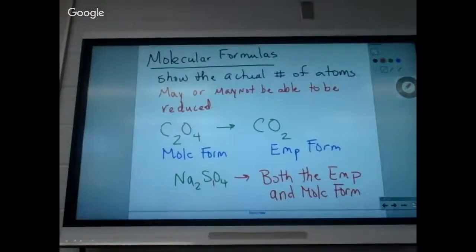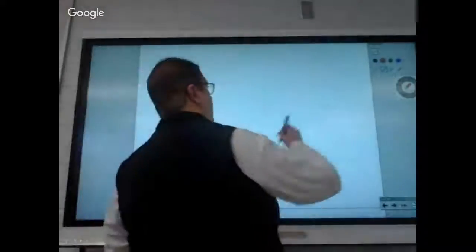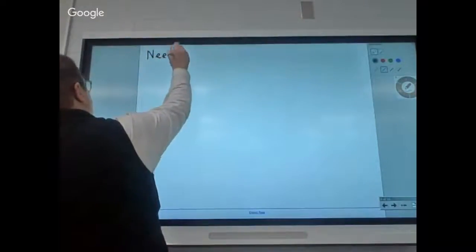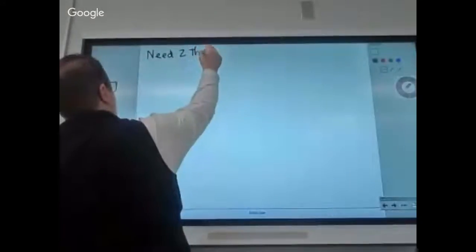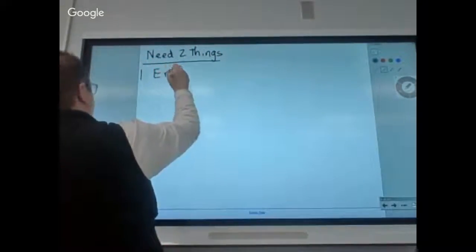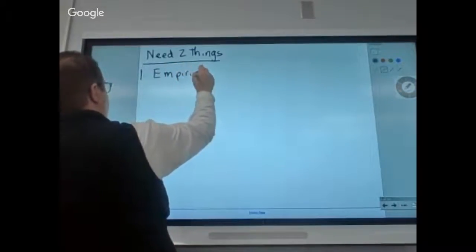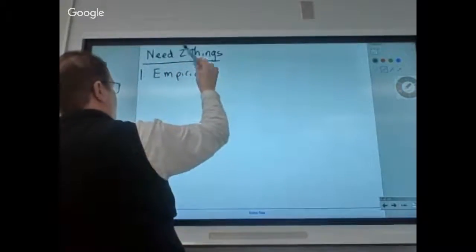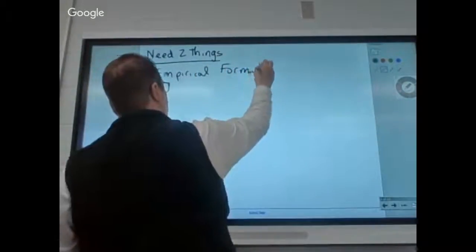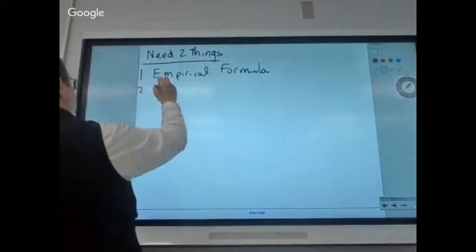All right. So, how are we going to find a molecular formula? Great question. All right. First of all, we need 2 things. A calculator? Nope. Periodic table? Nope. Those are all givens for me, people. You have to have the empirical formula, and you have to have the molar mass.